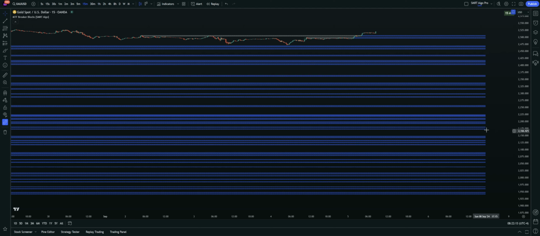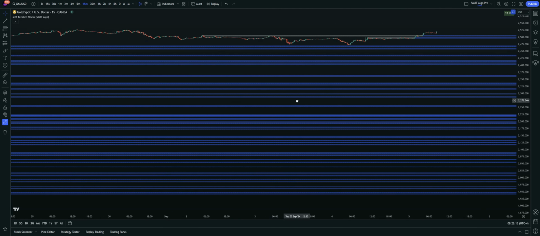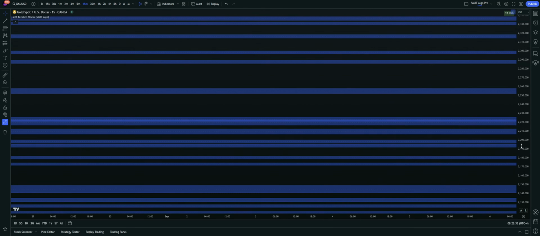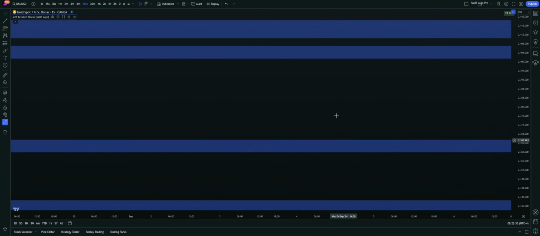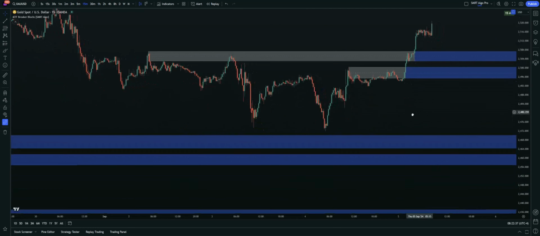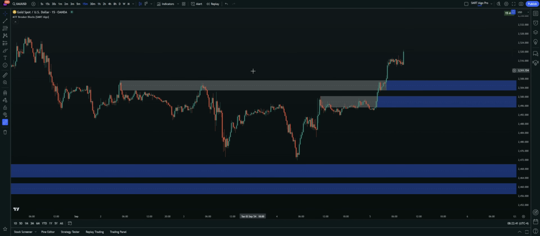When you first add it to your chart, it might look something like this. That's because it's showing multiple breaker block zones and it's trying to compress all of these zones to fit on the chart. So what we want to do is go over to the y-axis on the chart here and just expand it and zoom in until you get a zoomed in perspective.